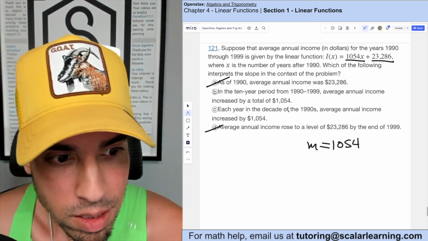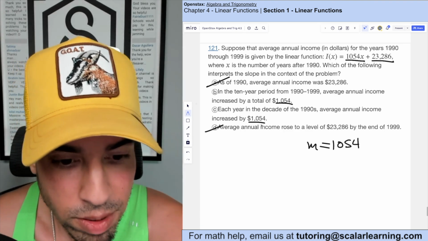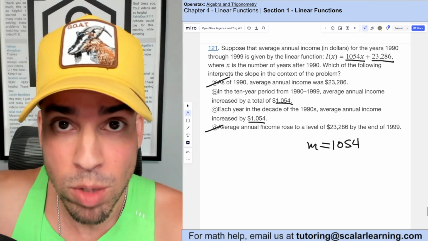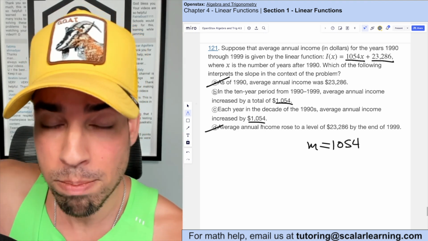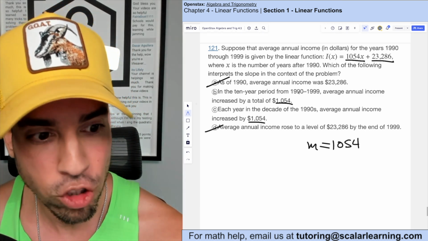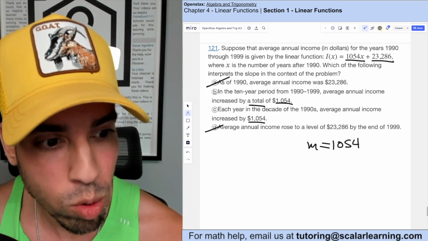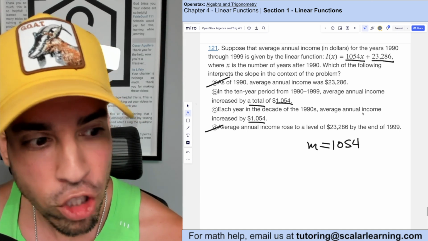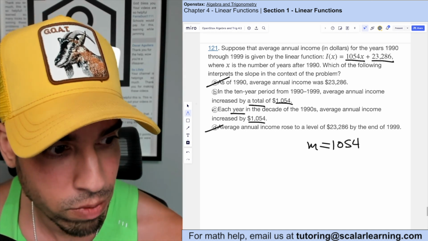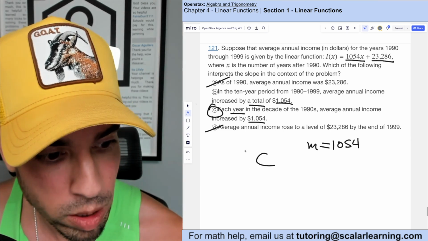Now we come to B and C, and they both are talking about this 1,054. But as I mentioned, that's 1,054 per year. That's the rate of change. It's the change in Y per 1 unit of the change in the X value, in this case, change in years. So it's not going up by a total of 1,054. Average annual income, each year it's changing by 1,054, which means C is the winner.